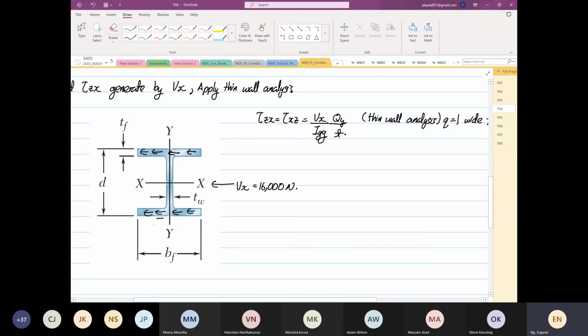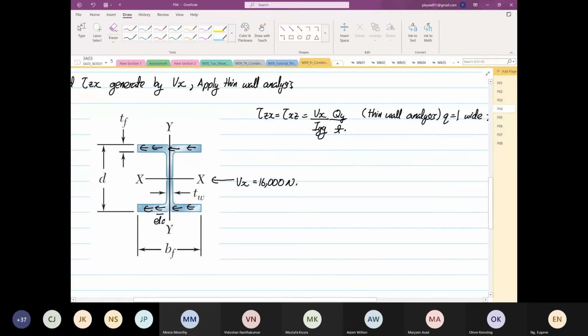Right, and then over here, this is our element A. Okay, so the distance from here to here is 75 millimeters. Right, so we are going to look at this area. All right, so it makes sense. What do I mean by it makes sense? So okay, we know what our Vx is, yes, right? We also know what our Iyy is.